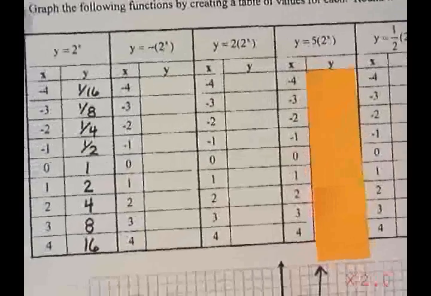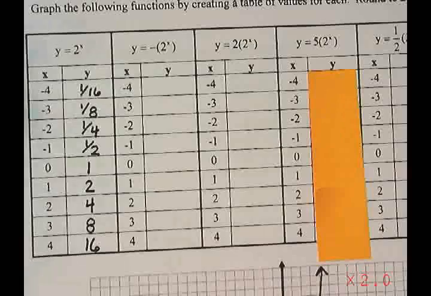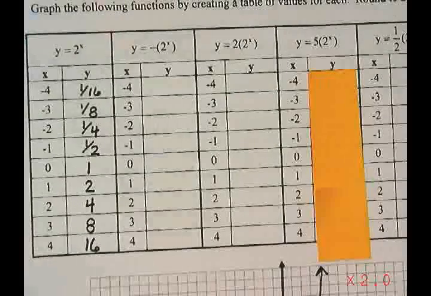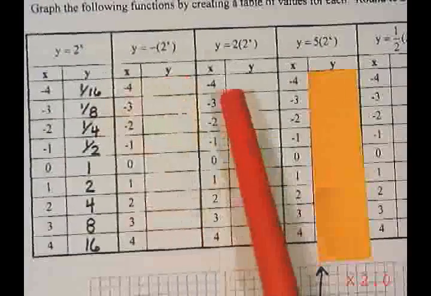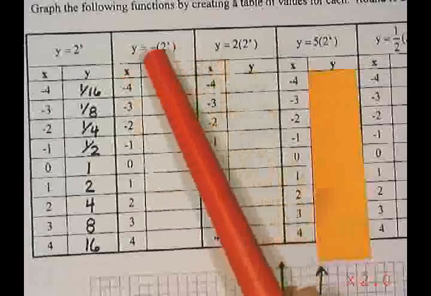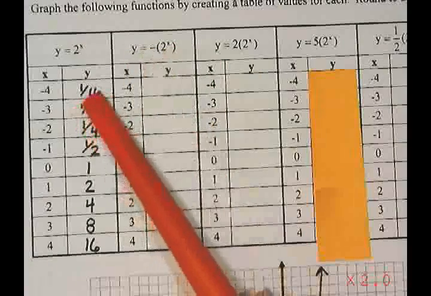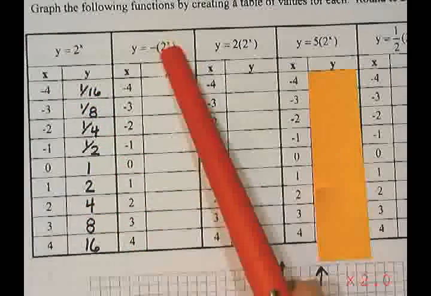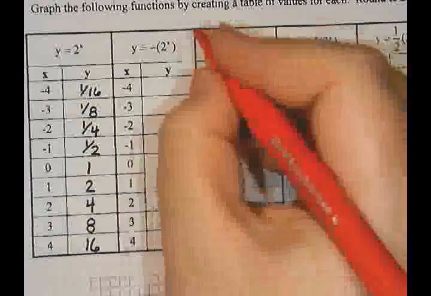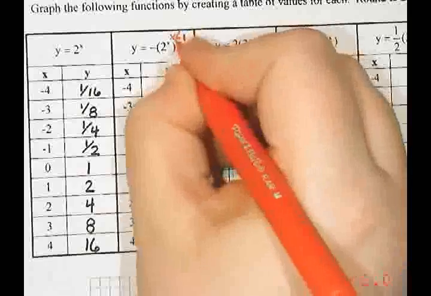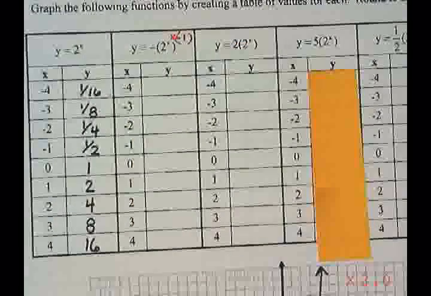Okay, so let's try the next one. I have y equals negative 2 to the x. So what I'm going to do here is I'm not going to recalculate using my calculator. I'm just going to take all of the numbers I had for 2 to the x and I'm going to times them by negative 1 because that's really what's going on here, we're multiplying by negative 1.